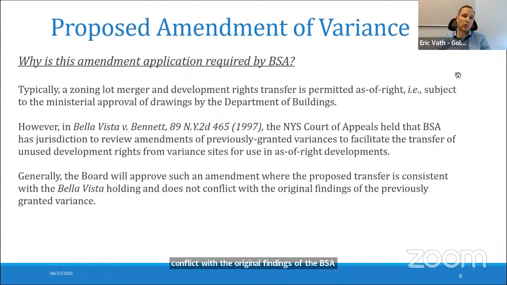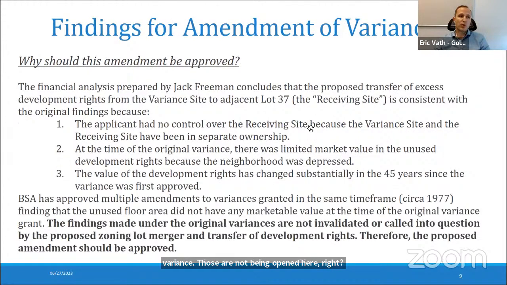And here we have an old variance, so we'll get into the original findings. You probably have heard from your other BSA applications that there are a list of findings that you have to make for a variance. Those are not being opened here, right? Those findings were made in 1977. But what do we have to show for this application to be approved?